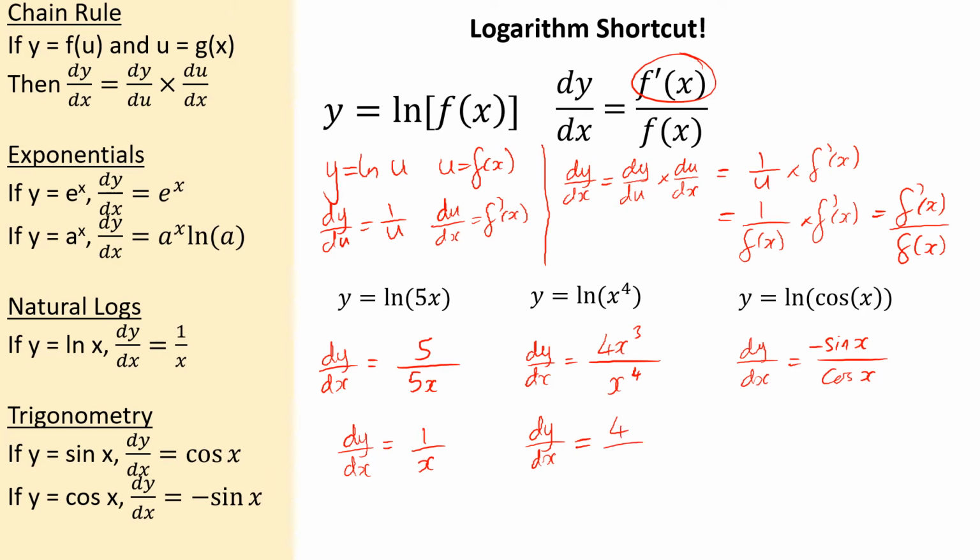So we'll have 4 over x left over. And on the very last one, well, sine over cos is tan. So I could also write this as minus tan x. But you've got the mark at this stage, unless they specifically say fully simplify.